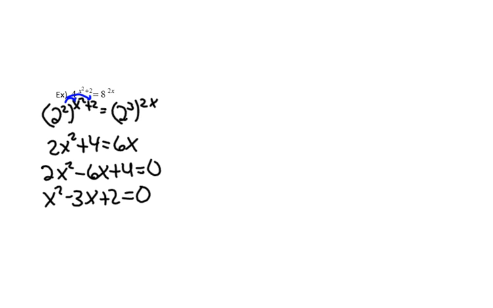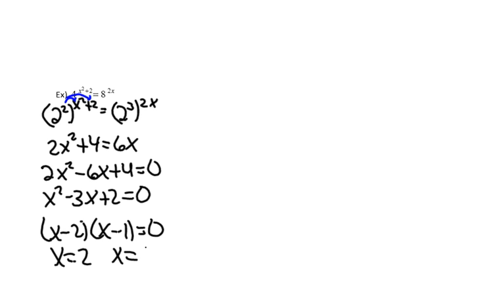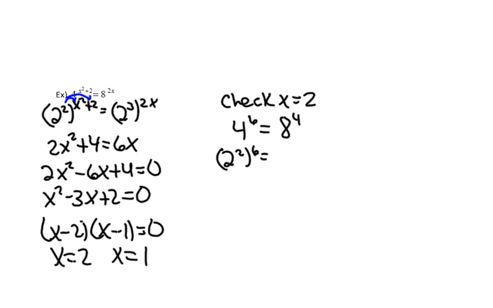Now, I'm going to check to see if that's factorable. In this case, it is. I can break it down as x minus 2 and x minus 1. Okay? So I know x is equal to 2 and x is equal to 1. So let's check x equal to 2. So go back to the original equation. 2 squared is 4 plus 2 is 6, so that's 4 to the 6th. On the right-hand side, 2 times 2 is 4, that's 8 to the 4th. Rewrite. And you can see that's 2 to the 12th is equal to 2 to the 12th. So x equal to 2 is a solution.